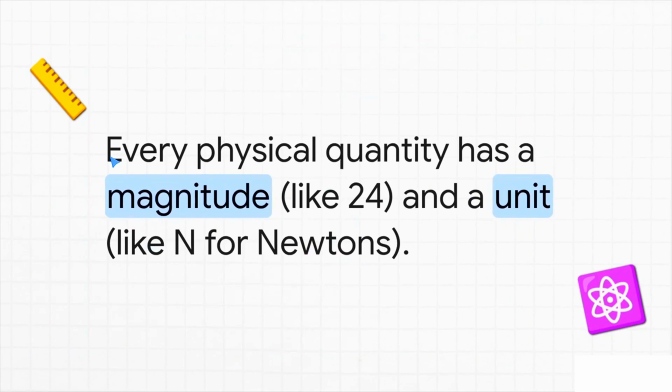And check this out. Every single measurement you ever make has two essential parts. You absolutely need both. First, you've got the magnitude. That's the number, like 24. But 24 of what? Apples, inches? That's where the second part, the unit, comes in, in this case, N, for newtons. Without the unit, the number is just, well, it's meaningless, right?